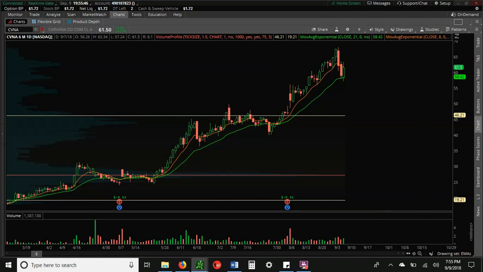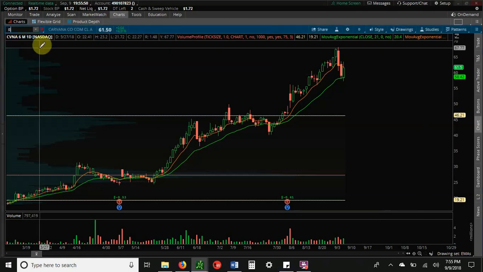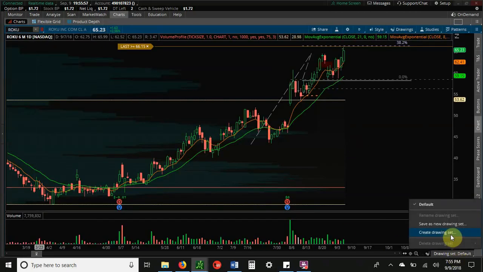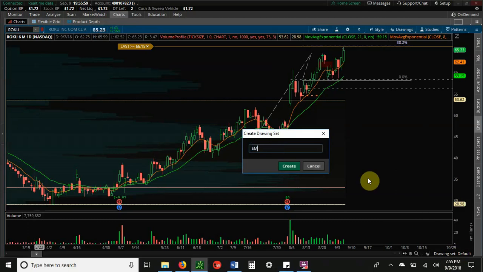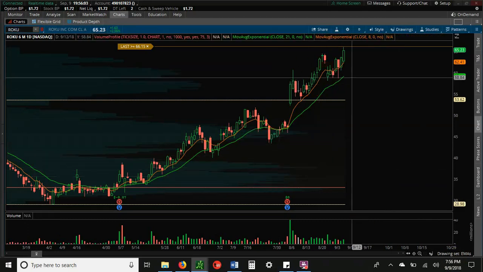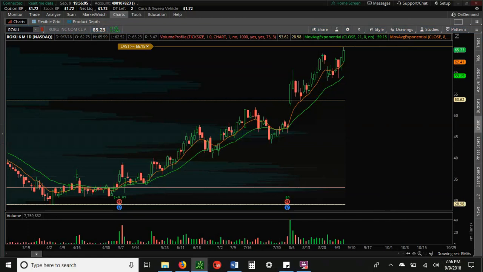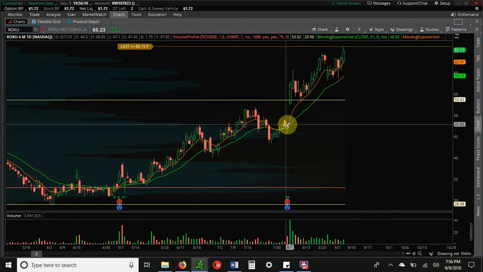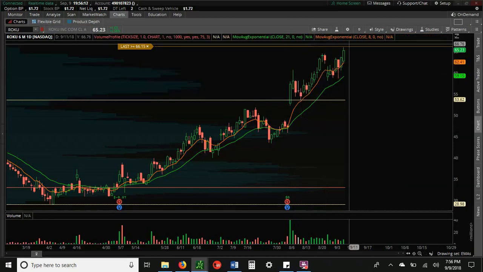Now, Carvana is a good example. We also have another stock that's been catching a good bid even on Friday when things kind of sold off. It's Roku, and we'll just peel away everything here and get it back to the EMAs. What you see with Roku is another daily pattern where it's in an obvious uptrend, showing a lot of momentum, catching a lot of bids.